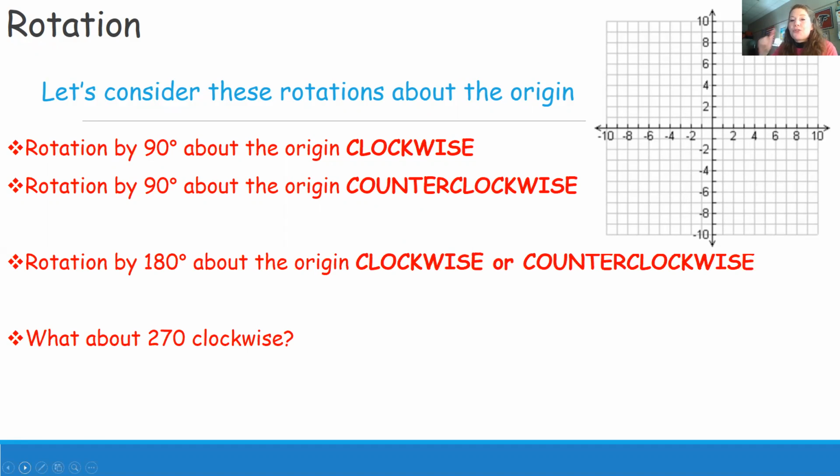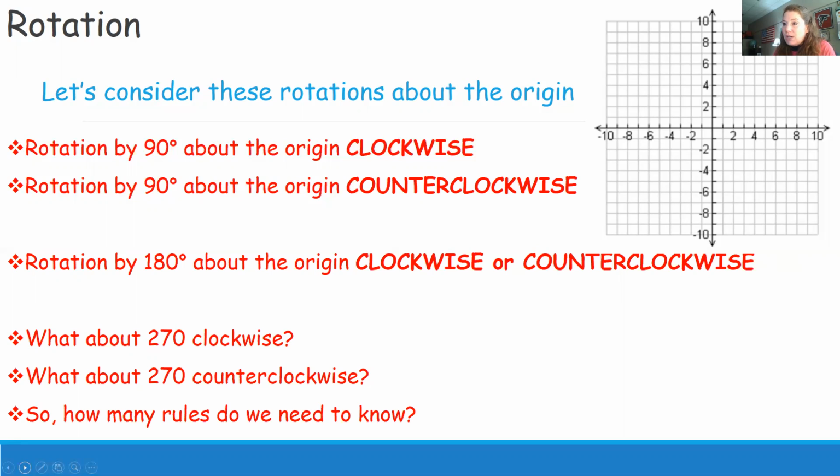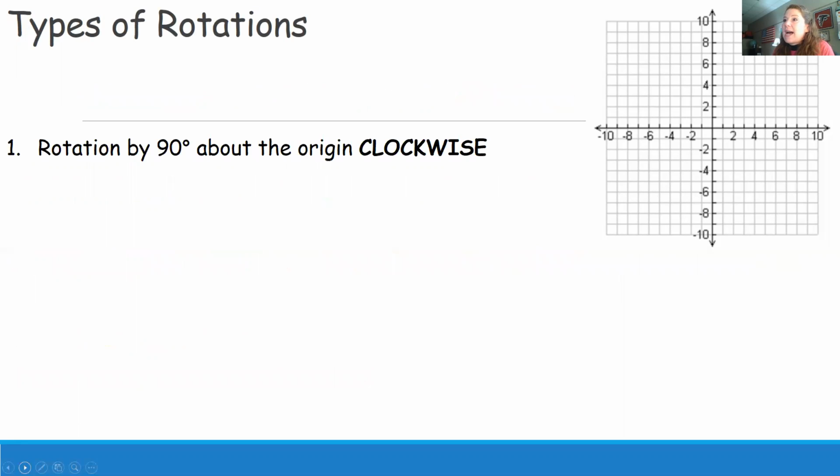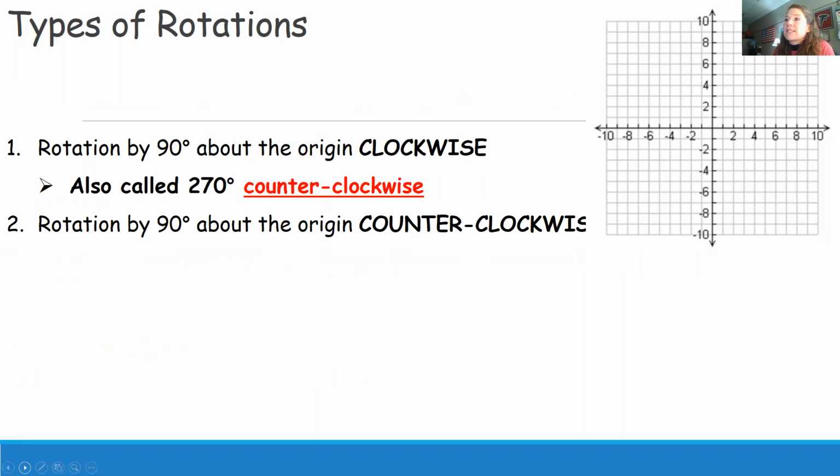And then what about 3 turns? 3 turns is 270 degrees clockwise. Wouldn't that be the same as 90 degrees counterclockwise? It is. They're the same. So 270 degrees clockwise is the same as 90 degrees counterclockwise, and 270 counterclockwise is the same as 90 degrees clockwise. And number 2 is a similar statement.